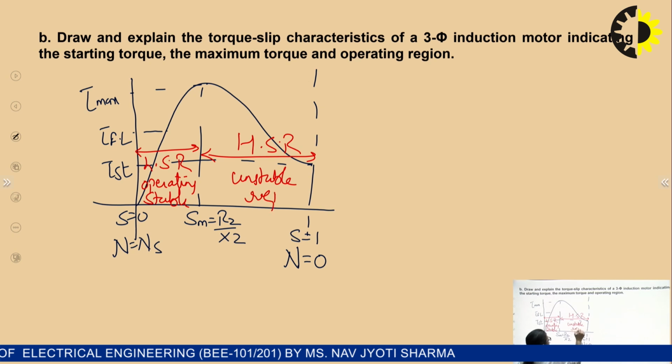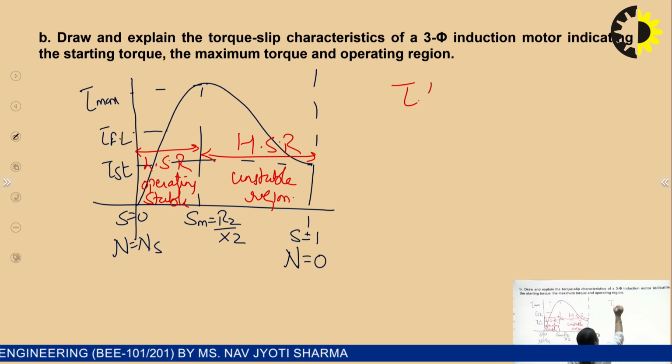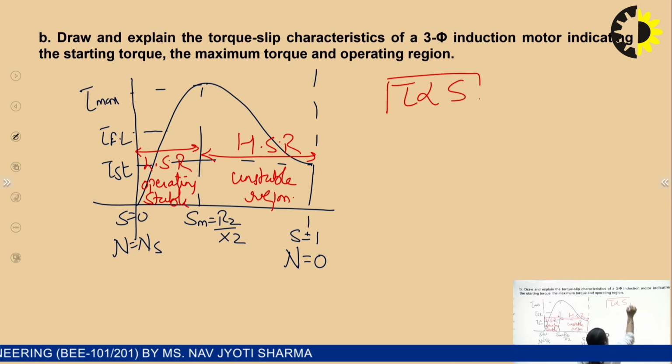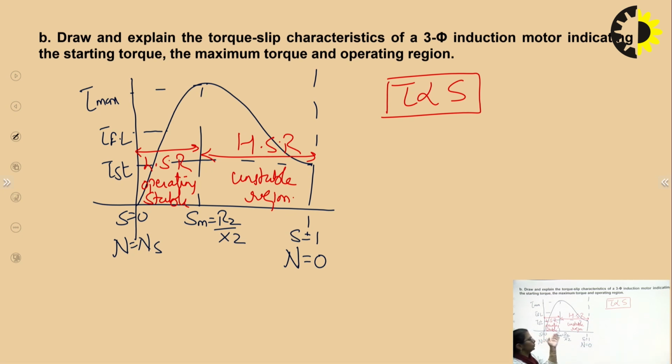Now, in this case, if we just see, in the lower slip region, the torque is directly proportional to slip, right? In this region, where the slip is towards 0, between 0 to Sn, the torque is directly proportional to the slip. If the torque is directly proportional to the slip, this makes the region a stable one.